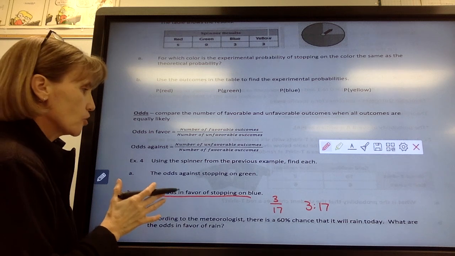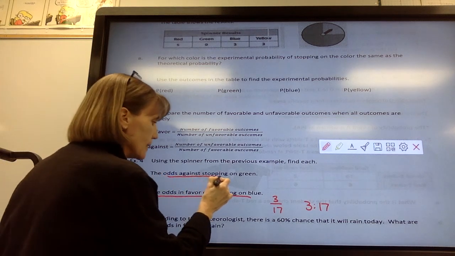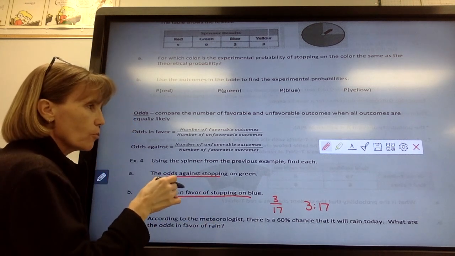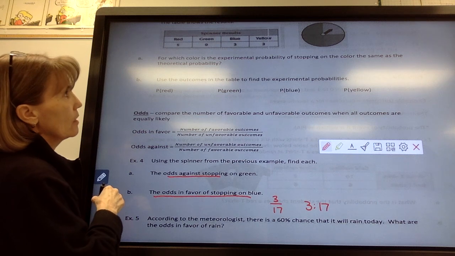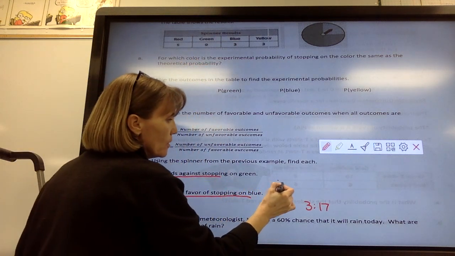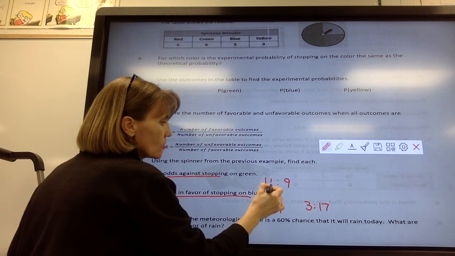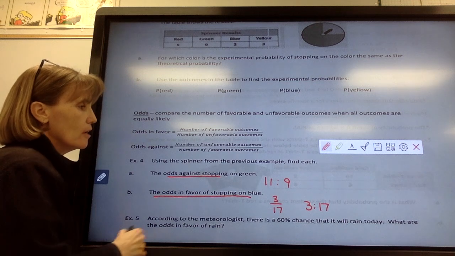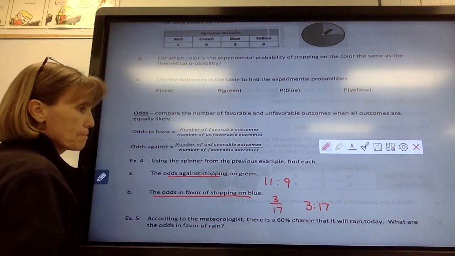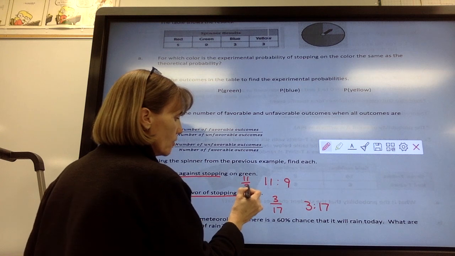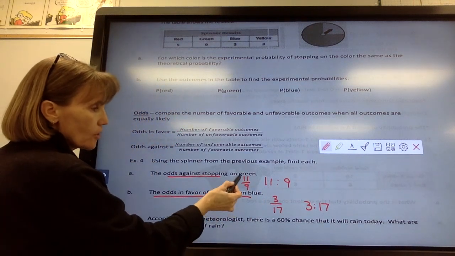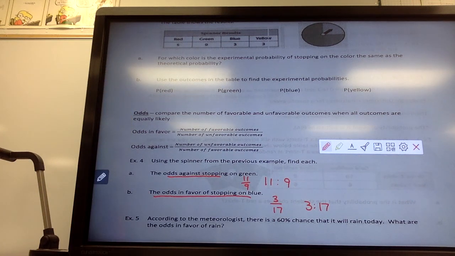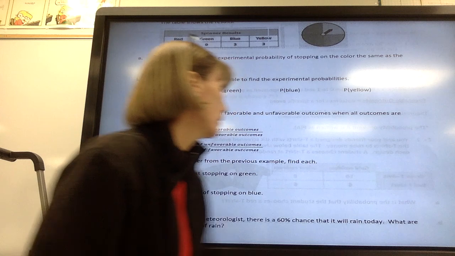Okay. Now, here's where it gets tricky. It says the odds against stopping on green. Well, against stopping on green means favorable is when it didn't stop on green. Okay, well, it stopped 9 times on green. That would be the unfavorable. That means there's 11 times that it didn't stop on green. So that would be 11 to 9, or if you wanted the fraction, 11 over 9. And again, just like we would reduce a fraction, if you're going to write it with a colon, you would want to reduce that as well. Be careful with your reading.